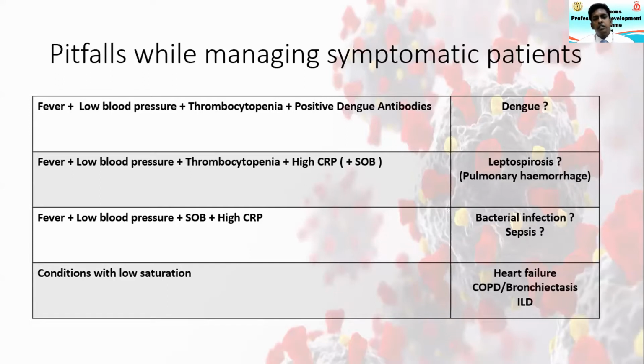And there are other respiratory conditions with low saturation, especially heart failure, and chronic respiratory illness such as bronchiectasis or ILD. So you have to be very cautious when you're diagnosing COVID-19 pneumonia clinically. You have to consider all the possibilities and exclude very carefully the COVID-19 pneumonia clinically.